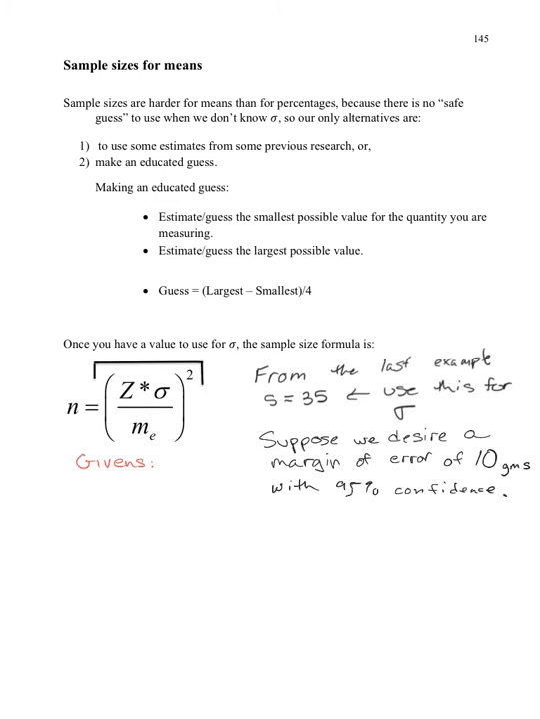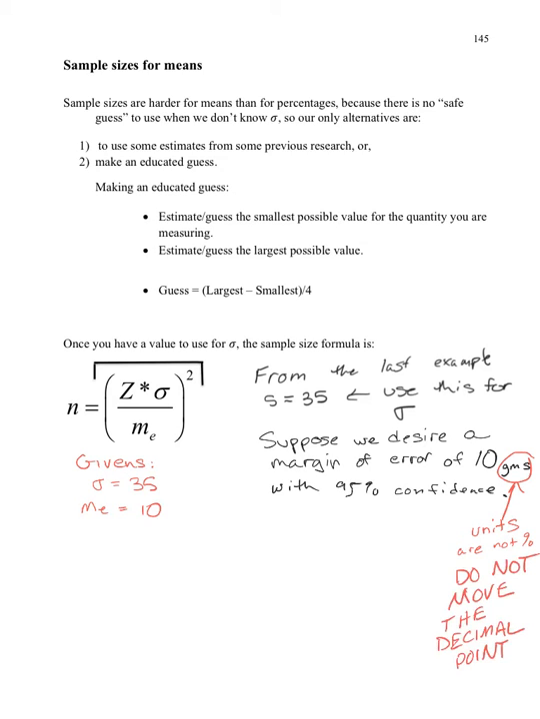So our givens are S equals 35, or I should have said sigma equals 35. Margin of error equals 10. And now notice the units. The units are not percentages. So do not move the decimal point. If you do, you'll get some astronomically large sample size.